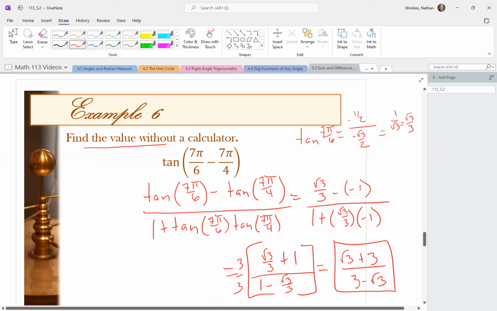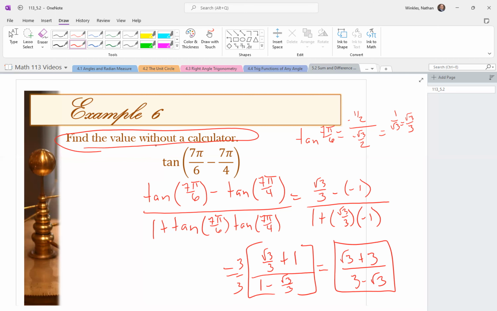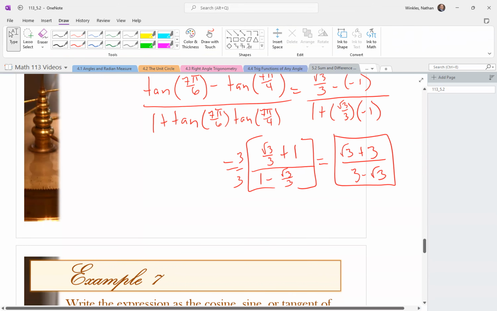Normally when it says without a calculator, I want to see all this work, and we want to leave it in fractional form with no fractions inside of fractions, but radicals are okay.